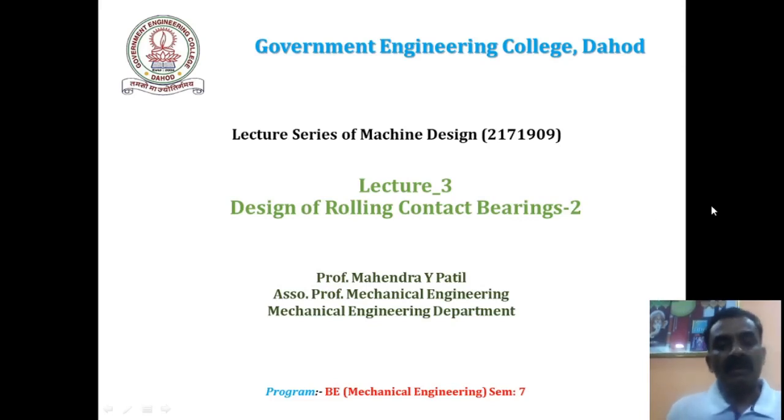Dear students, in the previous lecture of design of rolling contact bearings, we have seen the difference between rolling contact bearings and sliding contact bearings, and the classification of the bearings. In case of rolling contact bearings, we have seen the different types of bearings and how to select them. The designation of rolling contact bearings we have discussed. Load ratings of the bearings we have discussed. Load life relationship between the bearings.